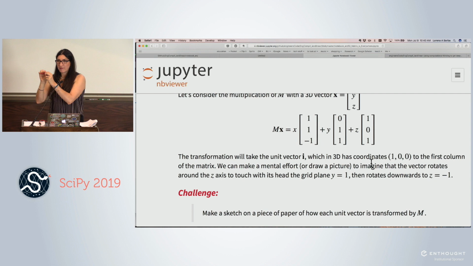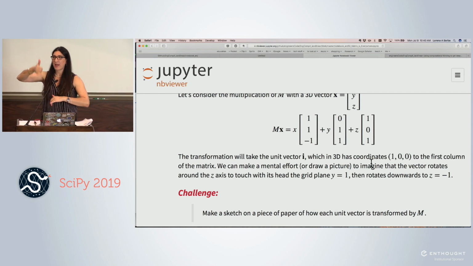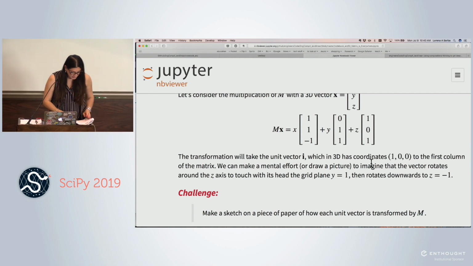Do another little plot, see the vector J. I think we put I and J on the plane, and then we do K in the vertical direction. And try to do that. Let's take a minute to do that.